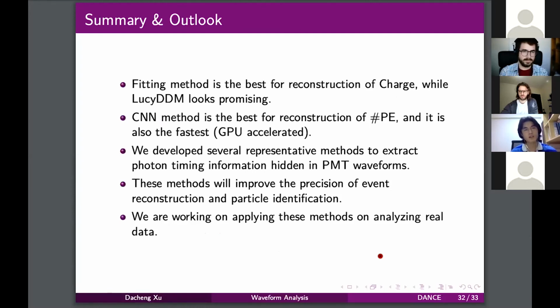Okay, in the summary part, we can say that the fitting method is the best for reconstruction of charge, while the Lucy deconvolution looks promising. And the CNN method is the best for reconstruction of the number of PE. And it is also the fastest. We developed several representative methods to extract photon timing information hidden in the PMT waveforms. And these methods will improve the precision of event reconstruction and particle identification. And we are working on applying these methods to analyzing the real data.